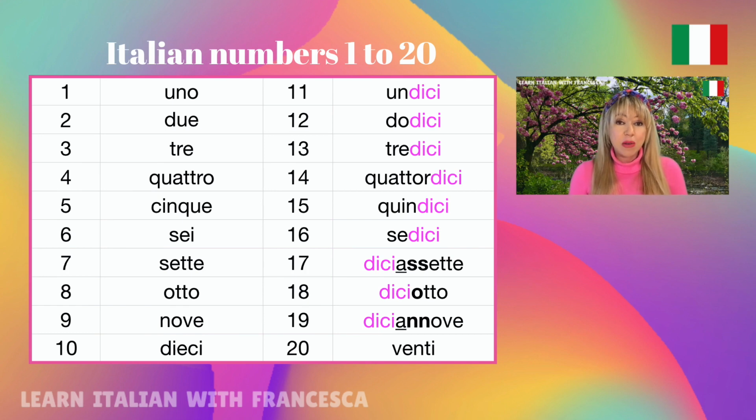Notice that the dici part switches positions when the numbers change from 16 to 17. Sedici, diciassette. So from the end of the word to the beginning of the word, just to make it a little more interesting. Also notice the addition of the letter A in the numbers 17 and 19, as well as the double consonants. Diciassette, diciannove. Which single-digit numbers begin with a vowel?